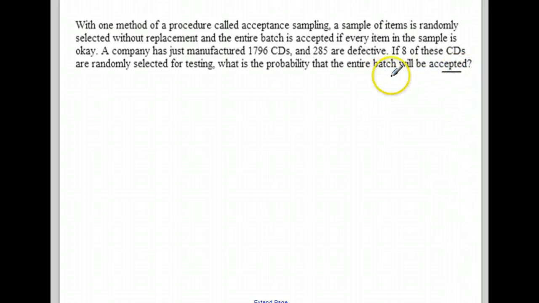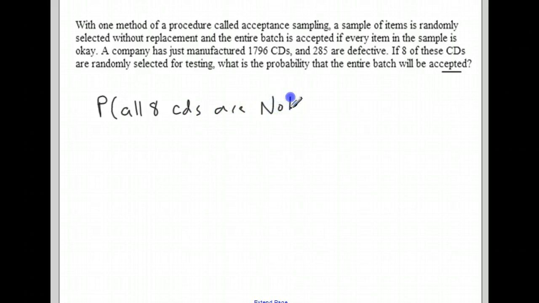Okay, so you have to understand what's being asked here. For the entire batch to be accepted, how is it accepted? Right here it tells you the batch is accepted if every item in the sample is okay, meaning not defective. So the probability that all 8 CDs are not defective. That's the probability we're being asked to find. So for this to be not defective, the first one can't be defective, the second can't be defective, the third can't be defective, and on and on.